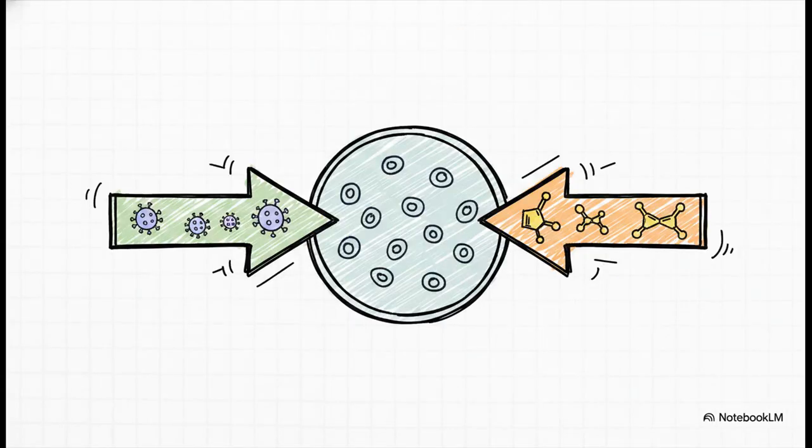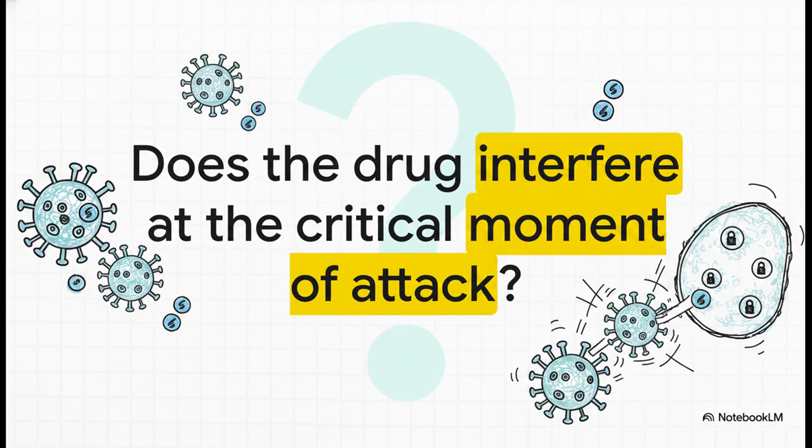All right, on to our second timeline, co-treatment. Now this time, we don't give anyone a head start. We add the virus and our drug to the cells at the exact same time. They both arrive at the battleground together. The question here is just a little different. We're wondering if the drug works by interfering directly with the virus itself, right at that crucial moment of attack. Does it grab onto the virus and neutralize it? Or does it jam the lock and key mechanism right as the virus is trying to get in?